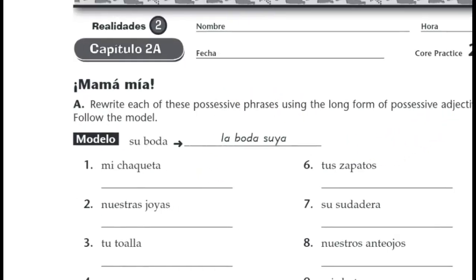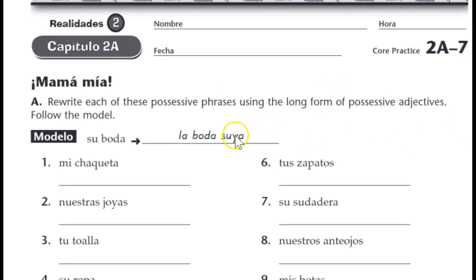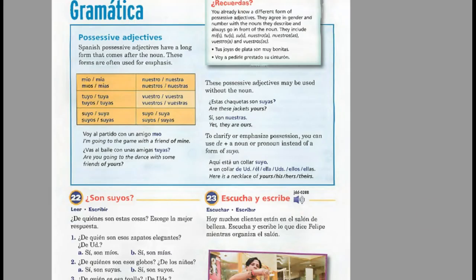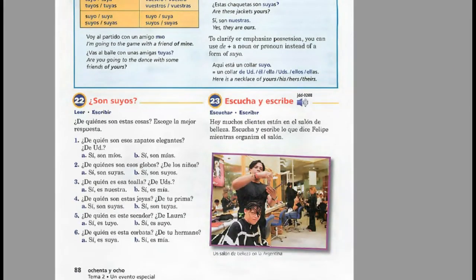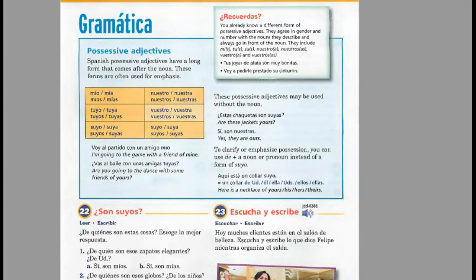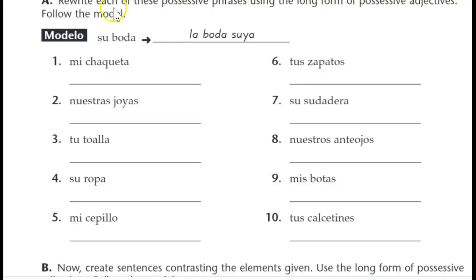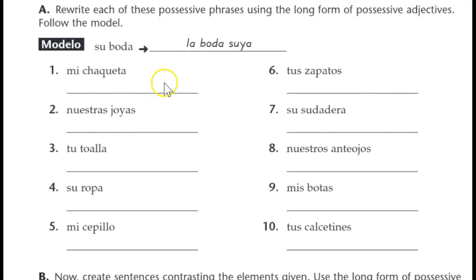Okay, mamma mia. All right, write each of these possessive phrases using the long form of the possessive adjectives and follow the model. Now, we talked about this in another part of your vocabulary. This is page 88, talking about what belongs to people using those possessive adjectives in the long form. This is what it's talking about. So let's see what we can do.